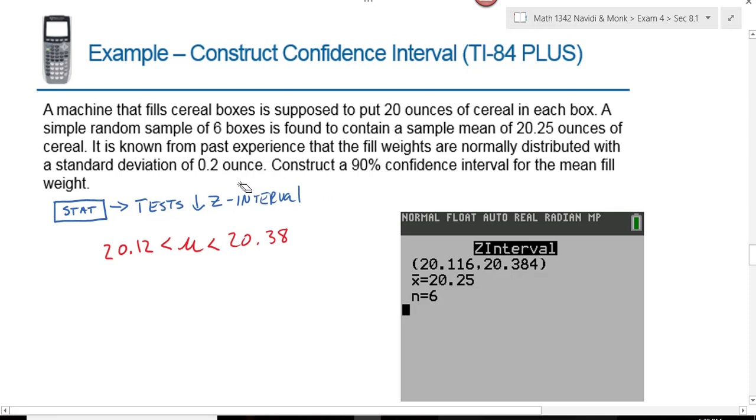Stat, Tests, go down to Z interval. Interval because we're finding a confidence interval. There's also something on there called a Z test. That's not what we're doing.